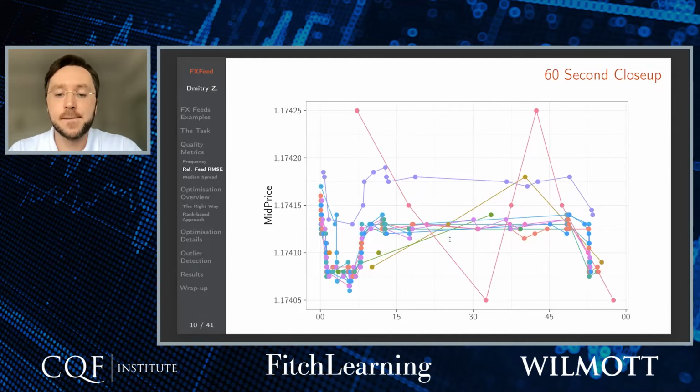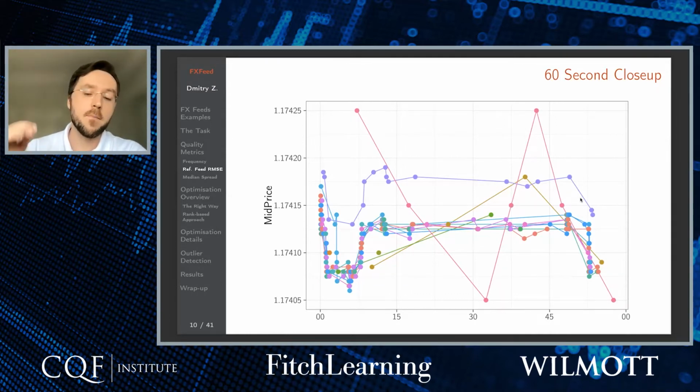Next up, I suggest we take a look at this 60-second close-up again. And we notice other characteristics of the feeds. For instance, volatility. Some feeds are more volatile than others. For instance, the pink feed here has high volatility compared to other feeds. And the purple feed here on the top is definitely shifted compared with other feeds.